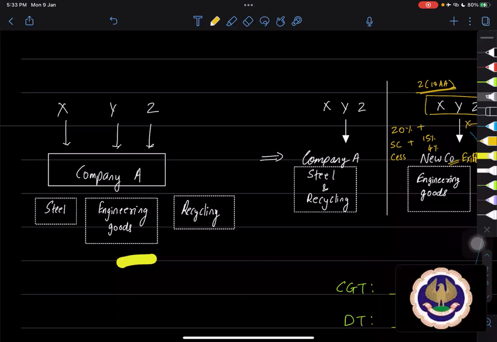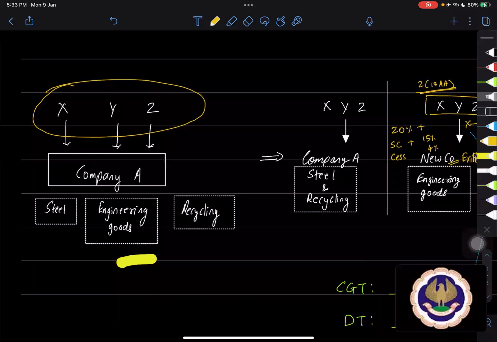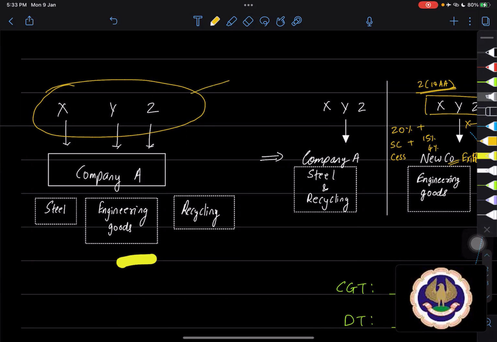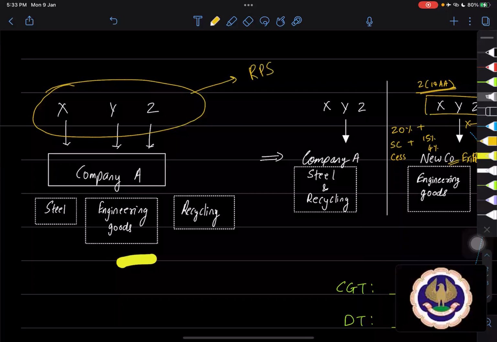Let's say it's worth over 1,000 crores. So this 1,000 crores division is demerged to another company, let's say an existing company, and against that the existing company issues RPS to the shareholders, which is XYZ. The advantage is that XYZ, let's say, says that I don't need the 1,000 crores today.